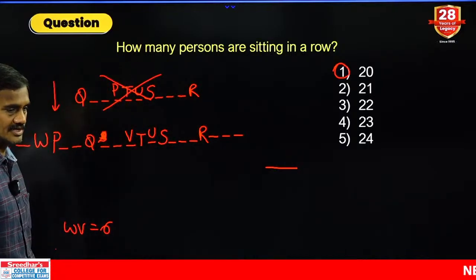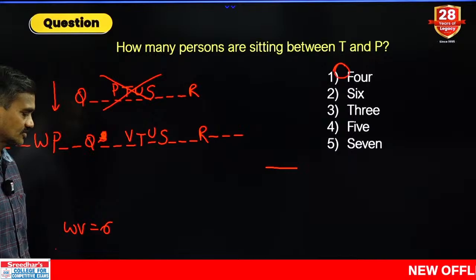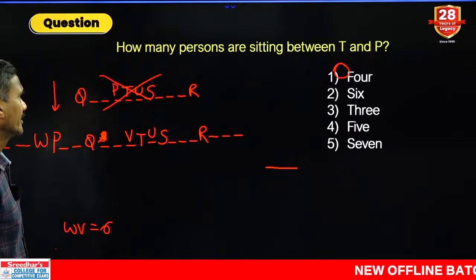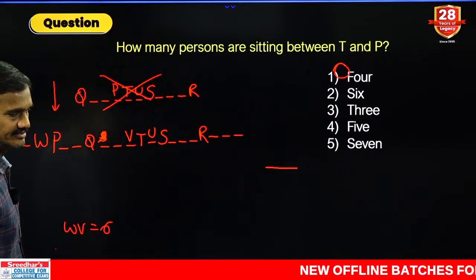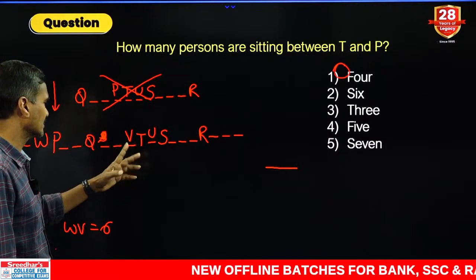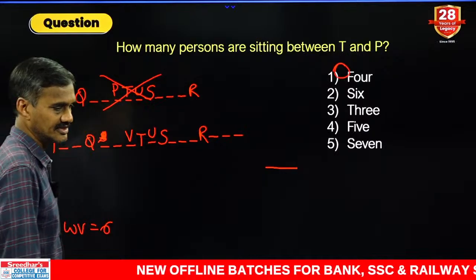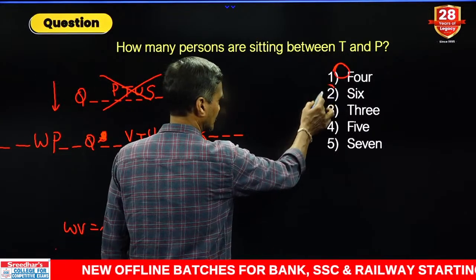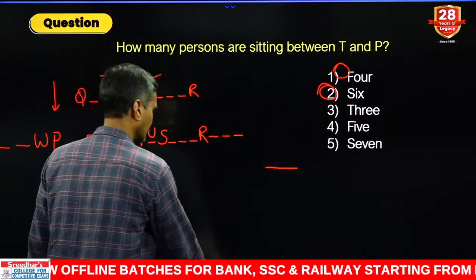Then coming to the 12th one. Now in this question 12, how many persons are in between T and P? Tell me how many persons are between T and P. 1, 2, 3, 4, 5, 6. There are 6 persons in between T and P. What is your answer? Choice 2 is the answer, question number 12.